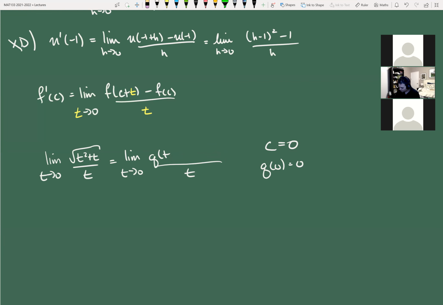And C is also equal to 0. Okay, so what's Q of T? Well, Q of T's got to be that thing.